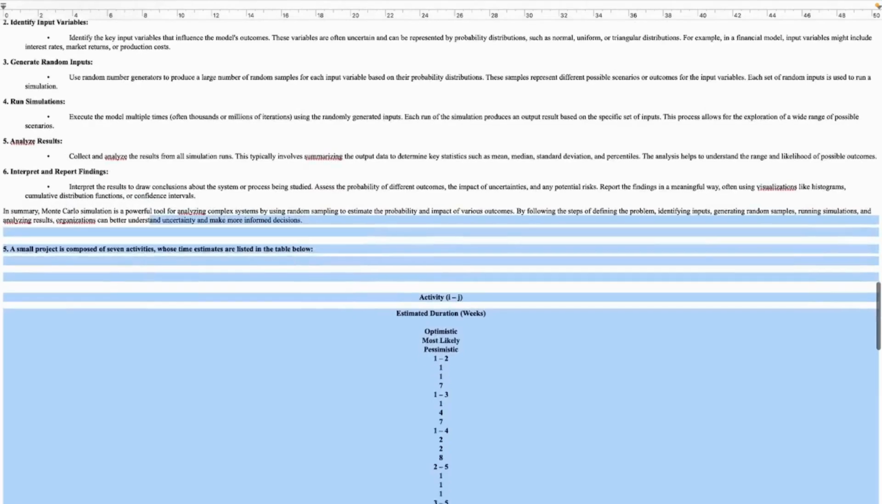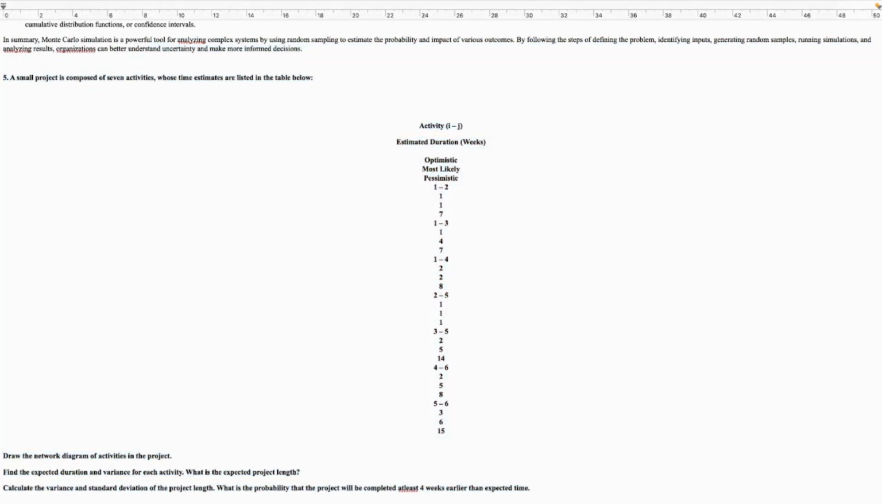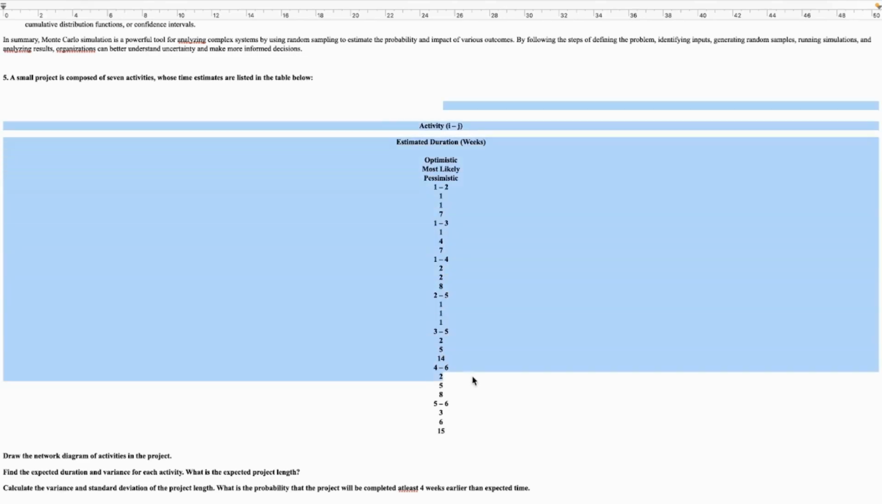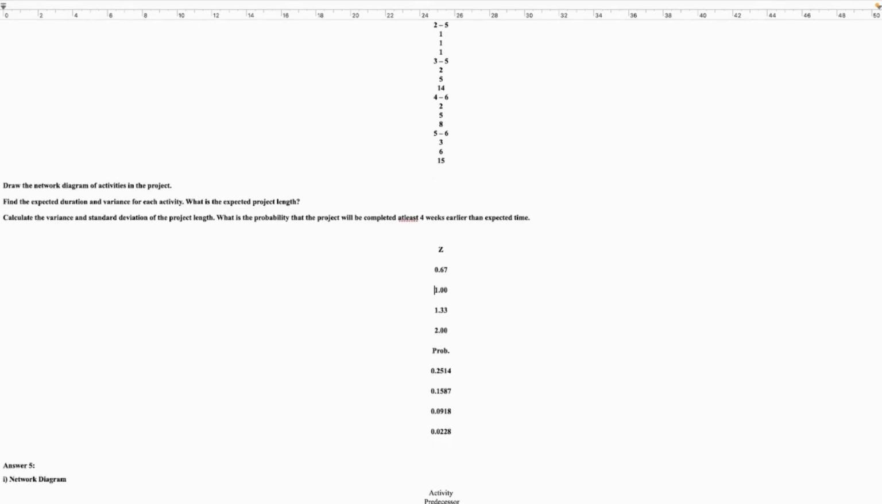Coming up on question number 5, a small project is composed of 7 activities whose estimates are listed below. This is the data we have been given. Draw a network diagram of the activities in the project. Find the expected duration and the variance of each activity. What is the expected project length? Calculate the variance and the standard deviation of the project length and the probability that the project will be completed at least 4 weeks earlier than the expected time.